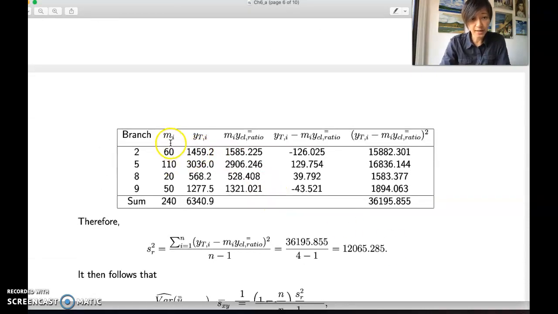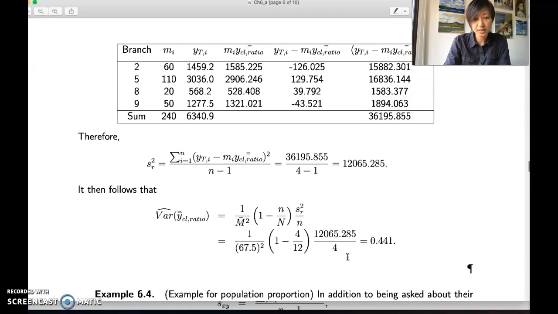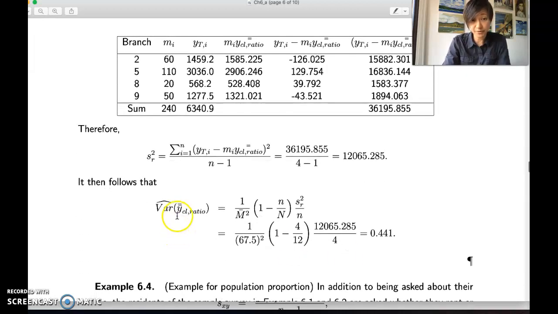So we have mi, yi, and then we have yi minus mi y bar. It's similar to the previous table, where we used yi minus r xi. Take the square and look at the sum. If we divide this value by n minus 1, it is indeed SR square. So we can substitute this SR square into the estimated variance of my ratio estimator. So this is around 0.441.